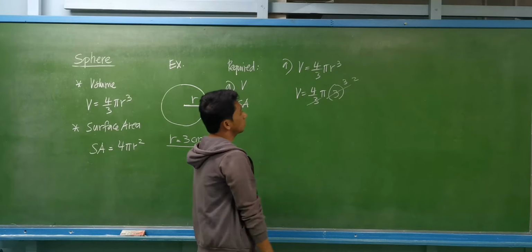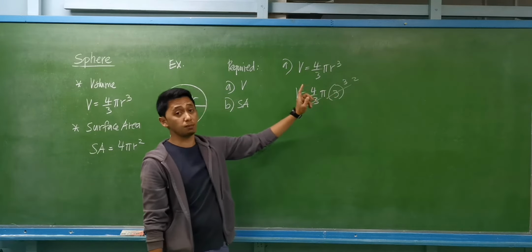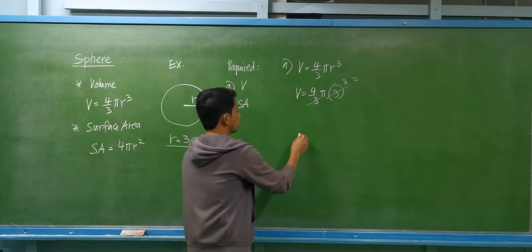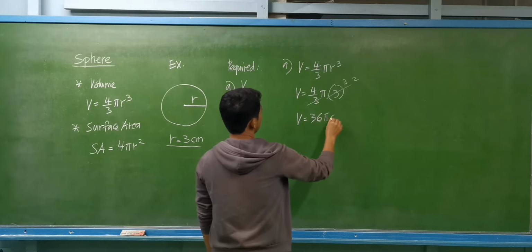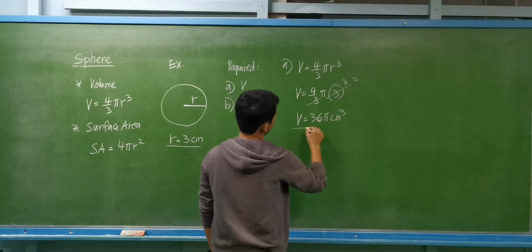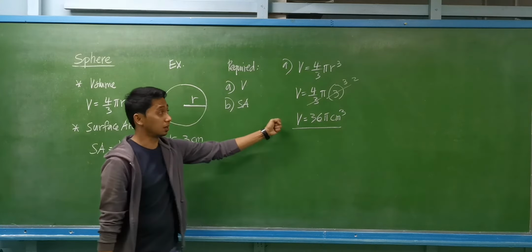Okay, so what is 3 squared? That is 9 times 4. 4 times 9 is 36. So we have the volume is equal to 36 pi. This is now in terms of cubic centimeters. Okay, that is for the volume.